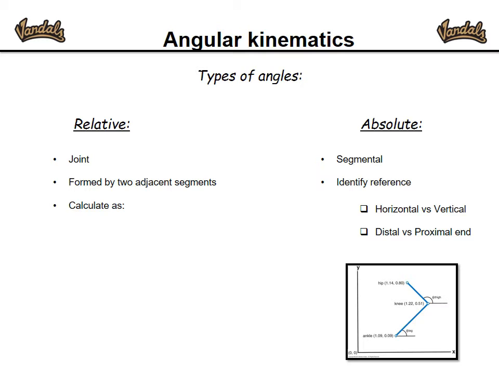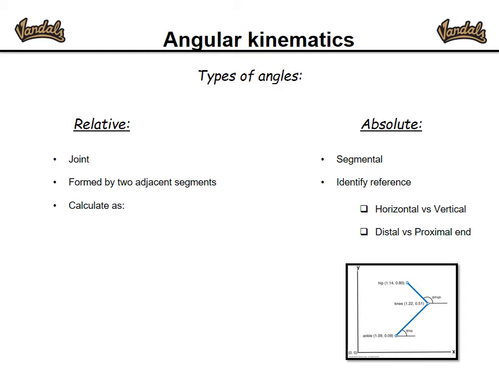Now, in opposition to an absolute angle is what most people refer to when they think about angles, and that's the relative angle or the joint angle. So a joint angle, knee, ankle, hip, shoulder, those are all going to be joint angles. And it's formed by two adjacent segments, right? So the knee angle is composed of the thigh and the shank, or the thigh and the leg, depending on who you talk to. And to calculate that, there's an easy thing to do, right?